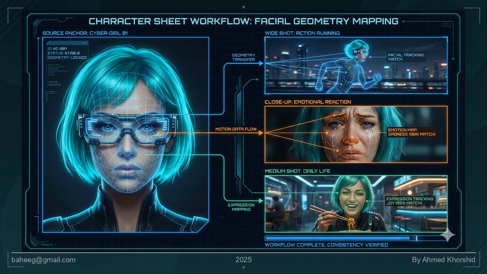Figure: extra detailed AI-ready prompt for an AI-generated diagram showing a character sheet workflow. The image acts as a split-screen infographic. On the left, a source anchor portrait of a woman with distinctive teal hair and cybernetic glasses. On the right, 3 different cinematic frames: 1 wide shot running, 1 close-up crying, 1 medium shot eating. Connecting lines show how facial geometry, wireframe overlay, maps perfectly from the source to the action shots. Style: tech blueprint aesthetic, high contrast neon on dark grid.